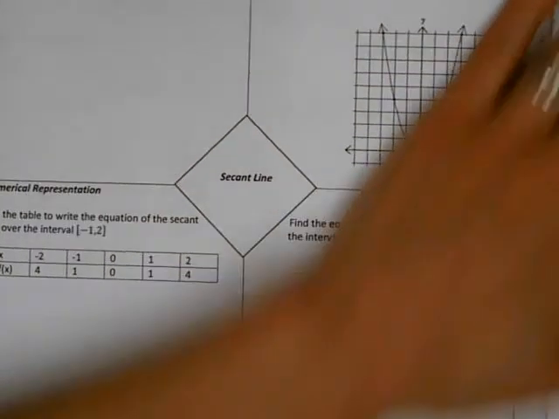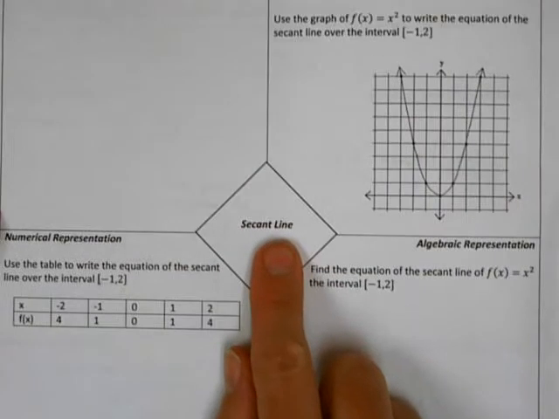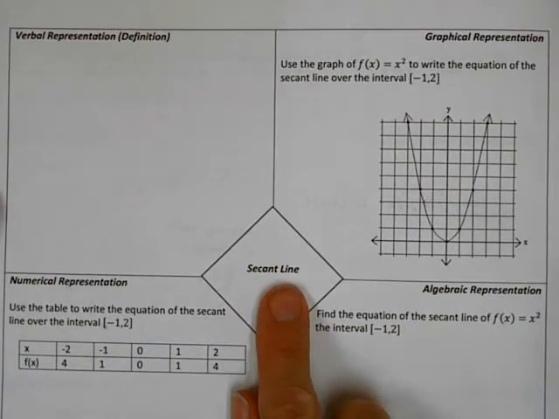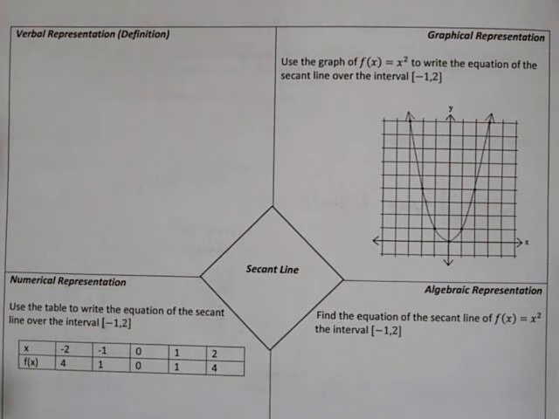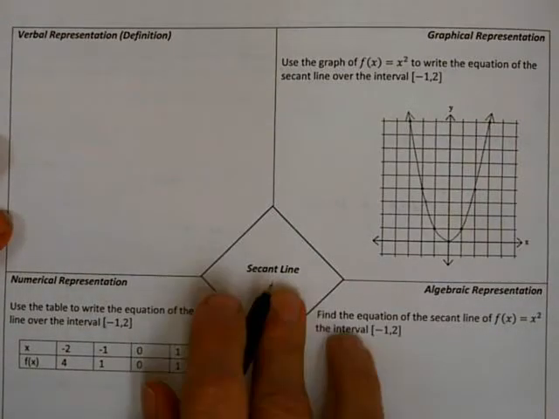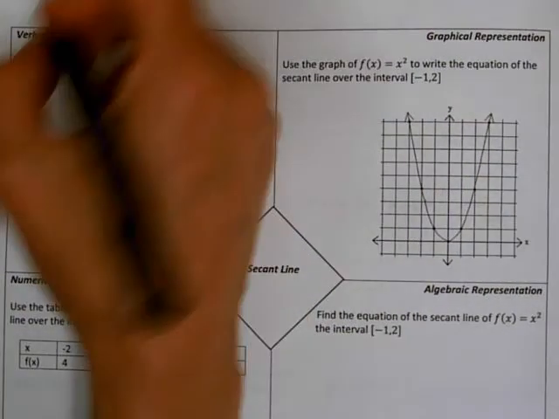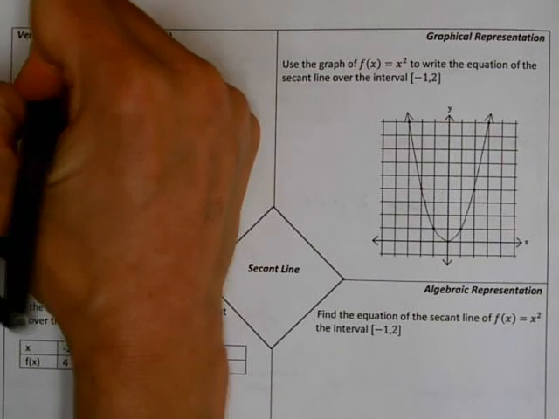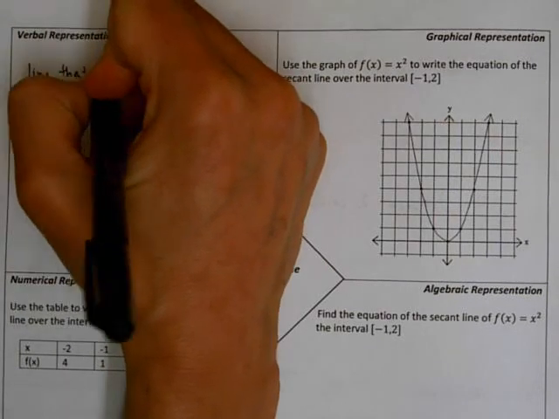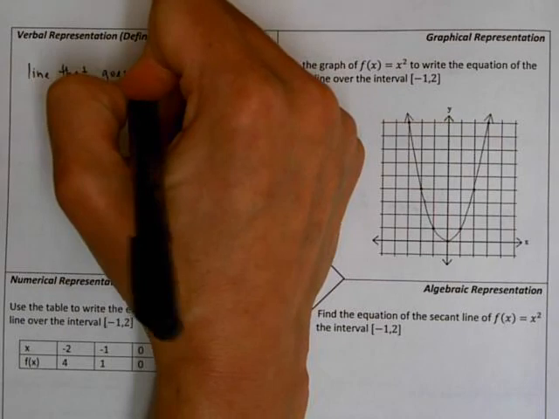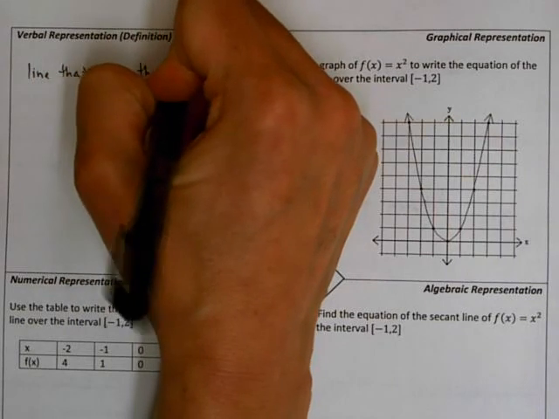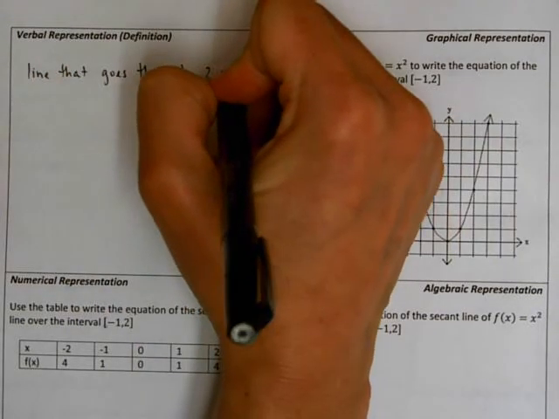Here we're really going to look at secant lines and how we can represent them. For a secant line, all we're talking about in terms of a definition is just a line that goes through 2 points on a curve.